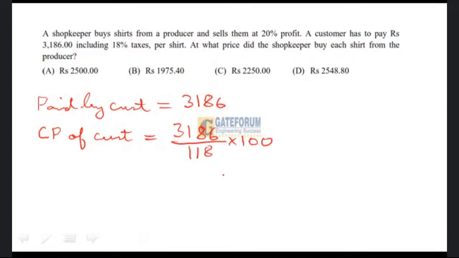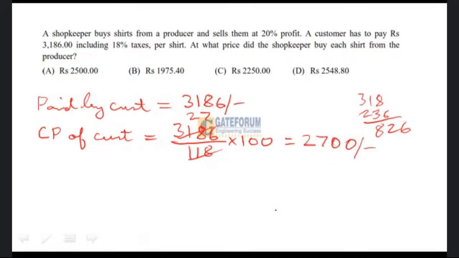So let us see what this will become. 118 twos are 236. 318 minus 236 is 82. 826. So 8 only multiplied by 2 and 7 gives us 6 in the units digit. 7 8s are 56. So this is 7. So this is 2700. So this is the cost price of the shirt.